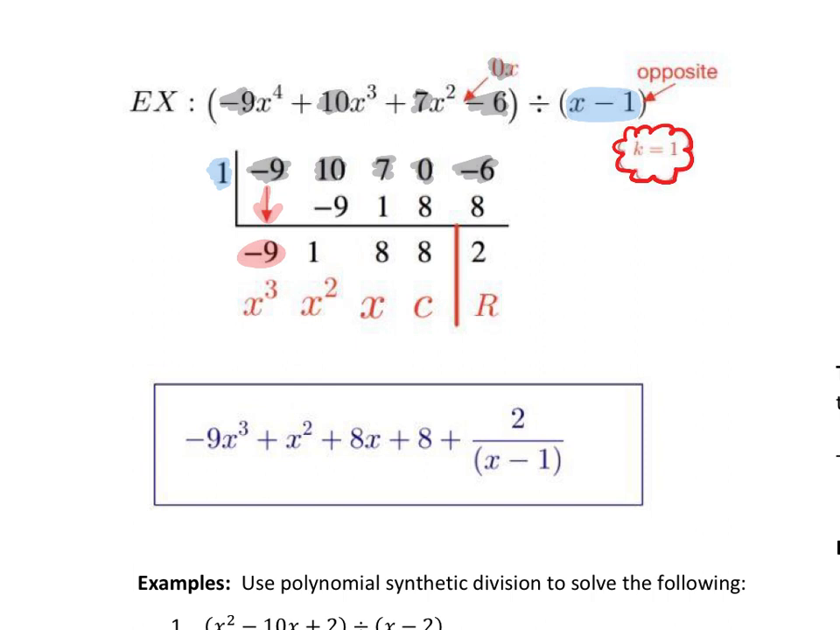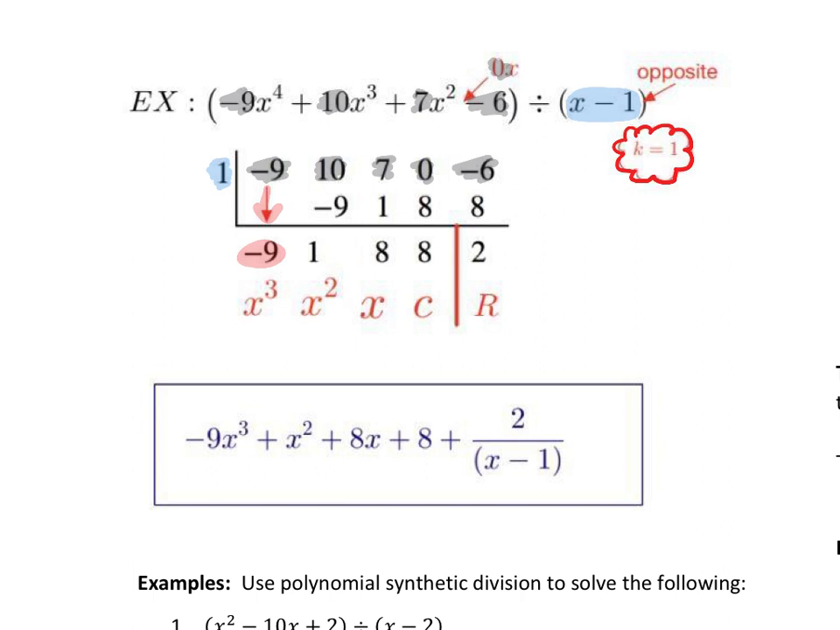Then I repeat. Always multiply the new number on the bottom times the house number. What is 1 times 1? 1, so I put that down. Add straight down. What is 7 plus 1? 8. Then we do 8 times 1, which is 8. 0 plus 8 is 8. 8 times 1 is 8. Negative 6 plus 8 is 2.